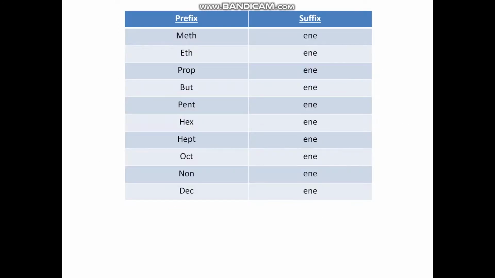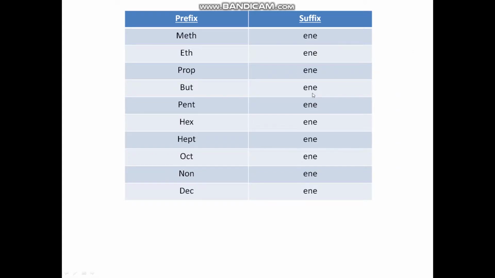Alright, so moving on. The naming is almost the same as the naming for alkanes. The prefixes indicating the number of carbons present are the exact same. The only difference is in the suffix, which instead of "ane" is "ene" to indicate the double bond.